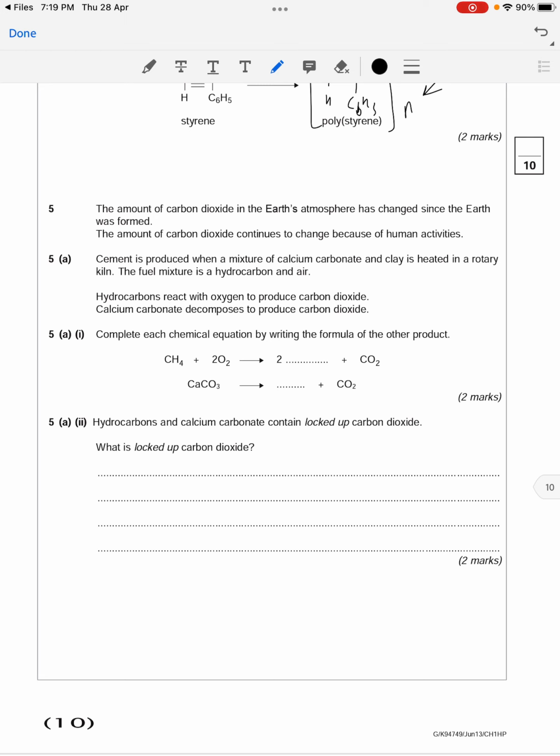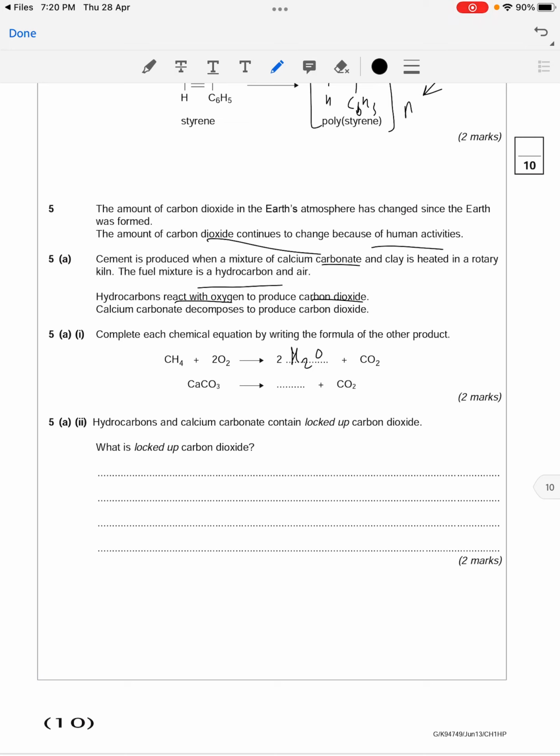Now the amount of carbon dioxide. Complete the chemical equation by writing the formula of the other product. We have the amount of carbon dioxide continues to change because of human activities. Cement: calcium carbonate is heated. Fuel mixture is hydrocarbons. Hydrocarbons react with oxygen to produce carbon dioxide. So when hydrocarbons react with oxygen, they also produce water. So you have H2O being produced.